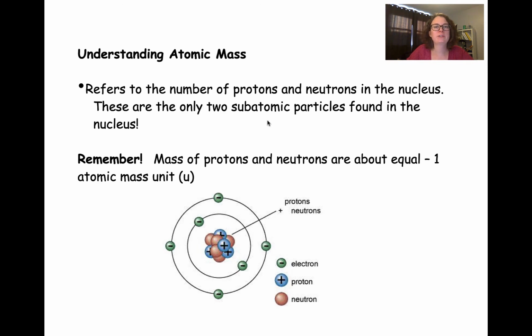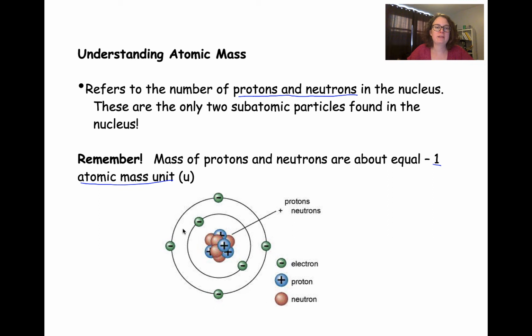Atomic mass refers to the number of protons and neutrons that are found in the nucleus. These are the only particles found in the nucleus, and remember, the mass of protons and neutrons are equal to 1 atomic mass unit. Our electrons have a negligible mass. They're so small that we don't bother to include it in our atomic mass calculations.